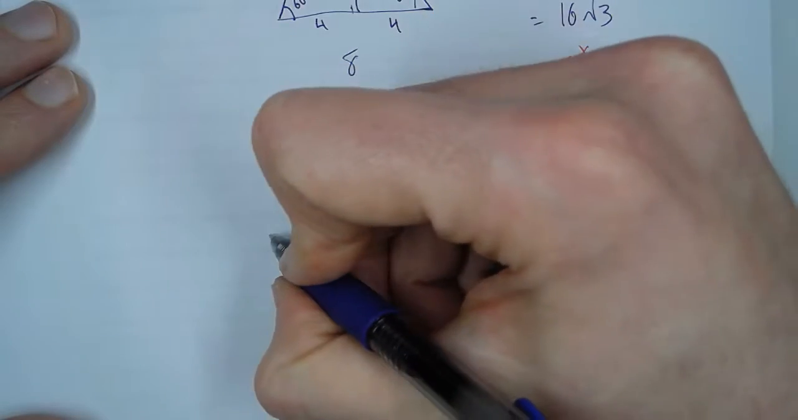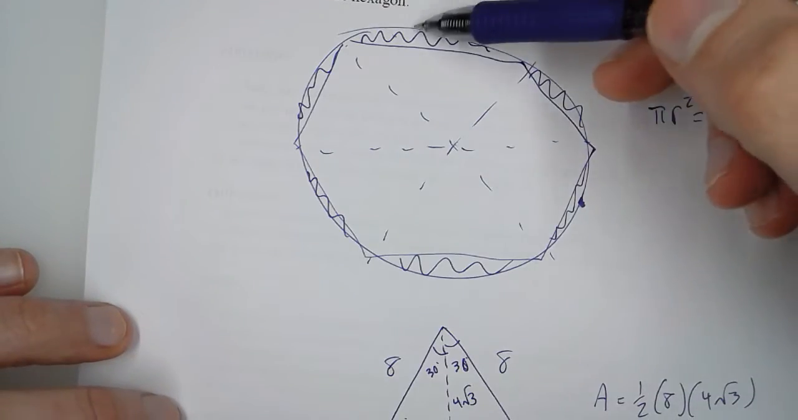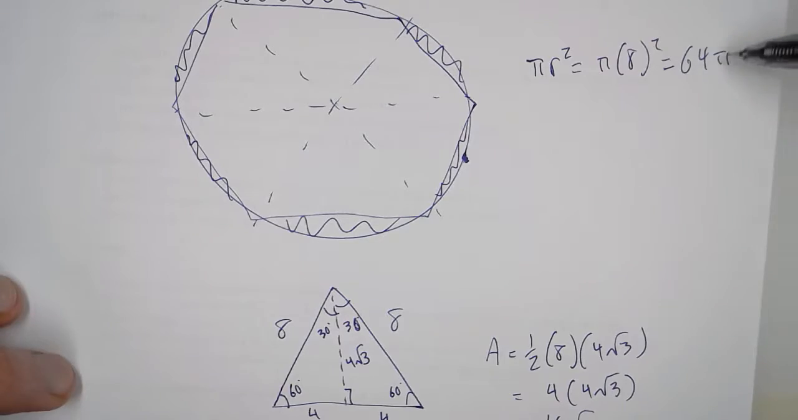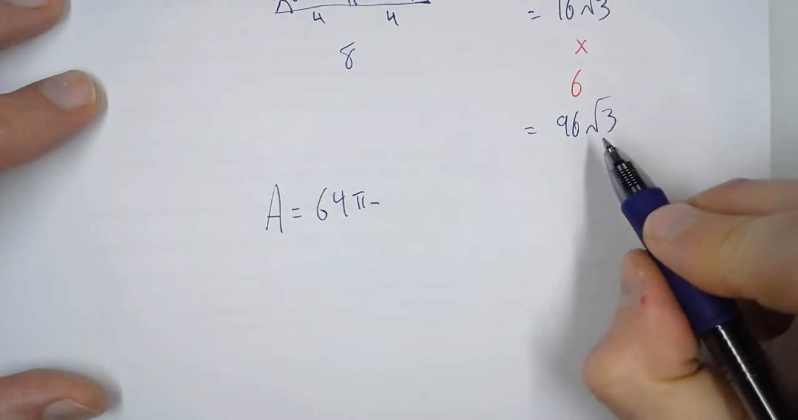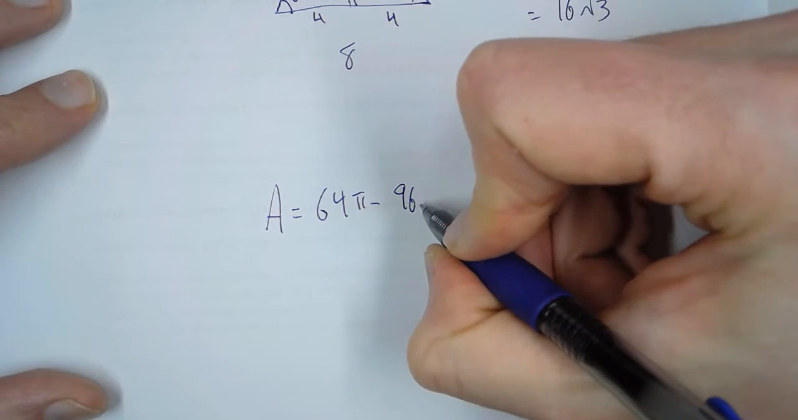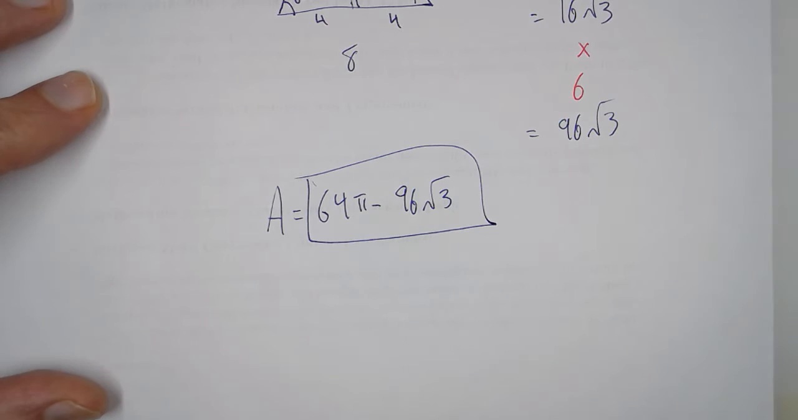So now, to get the area that we want, which is inside the circle but outside the hexagon, we take the area of the circle, which is bigger, 64 pi, and from that we subtract 96 square root of 3. And there's our answer. And we're done.